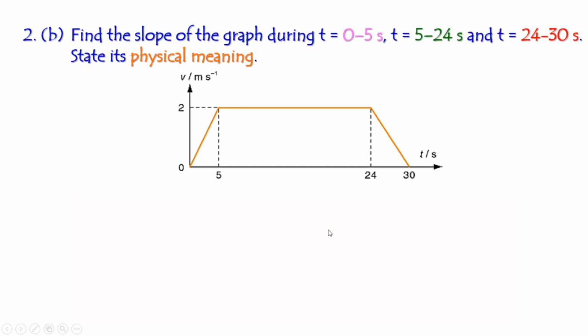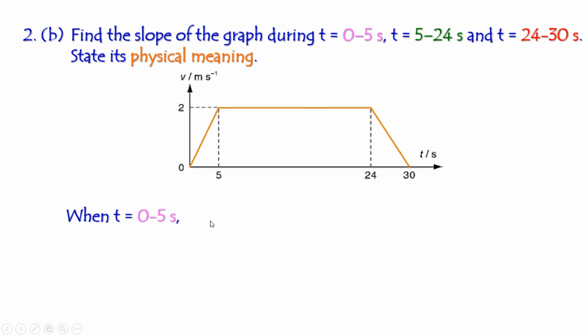For the second part of the question, you have to find out the slope of the graph, just like this one. How to find out the slope of a graph? You can use the vertical height divided by the horizontal length. Then you can find out the slope of the first part of the graph from 0 to 5 seconds, right?